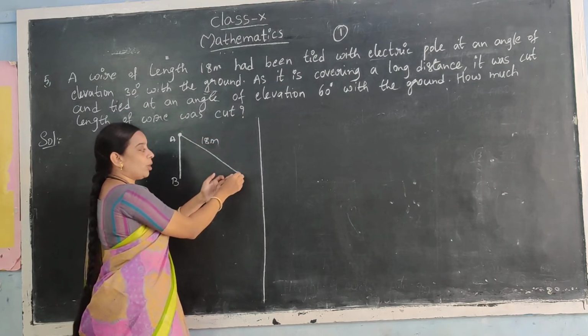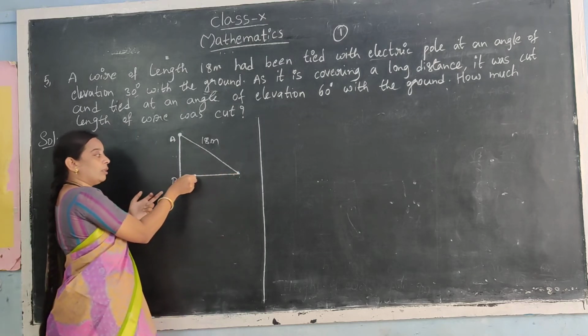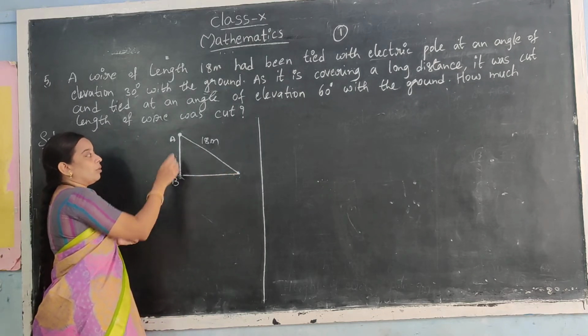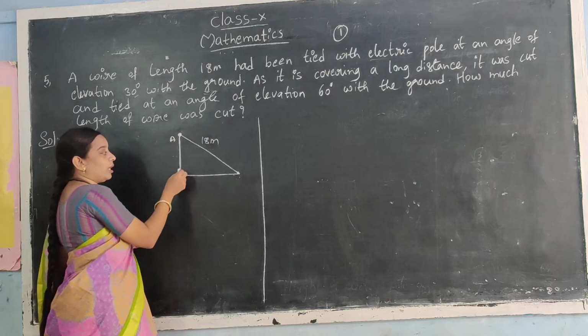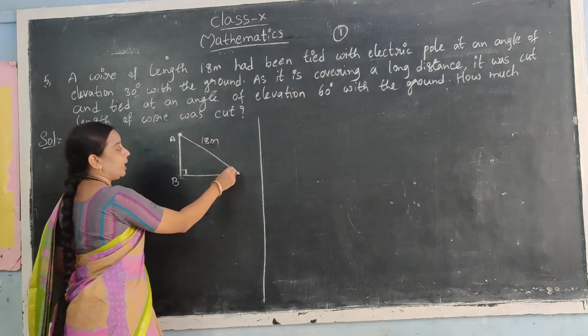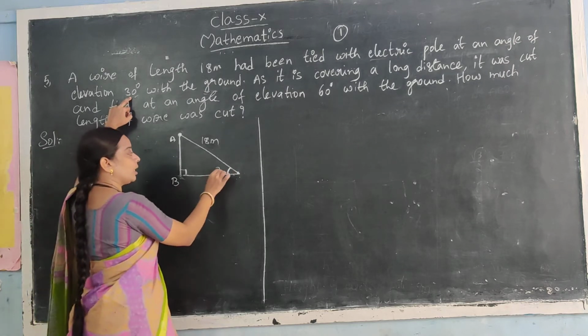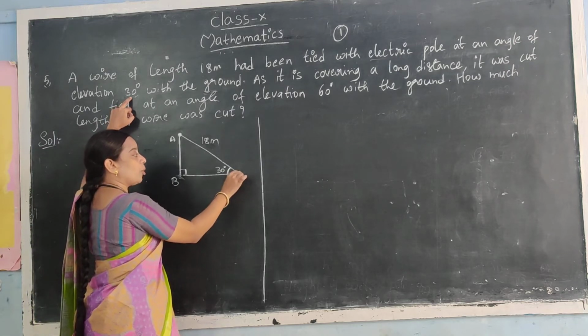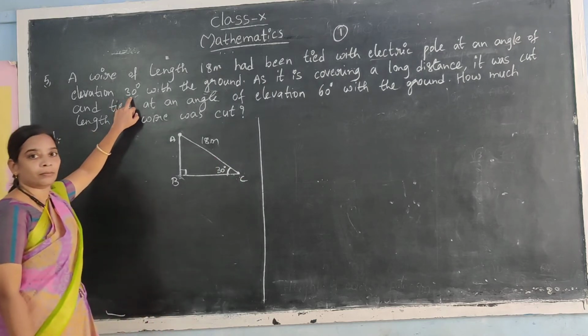Through this observer point, draw a horizontal line. This vertical line and horizontal line are perpendicular to each other, so here it is 90 degrees. Now the angle of elevation is formed. How much angle? 30 degrees. Let this observer point be taken as C.